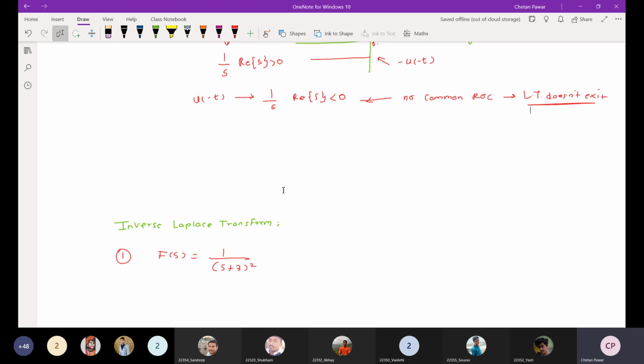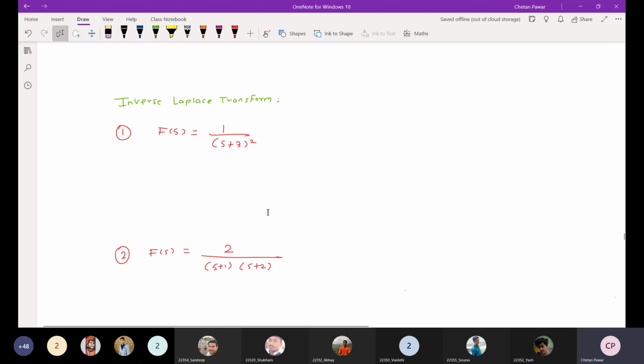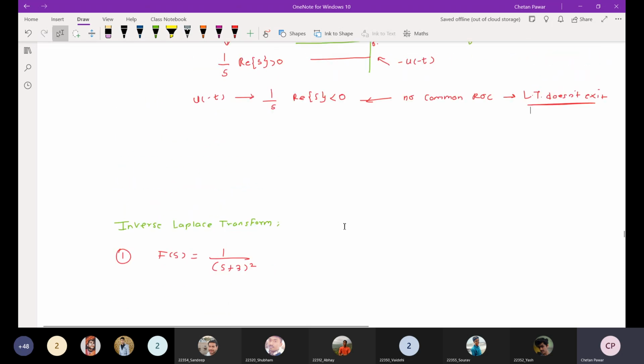Generally, if they talk about any inverse Laplace transform in the control system subject, they consider it as a right-sided signal only. So when they mention a Laplace transform, for example, F of s equal to 1 upon (s plus 3) squared, their intention is that this signal is right-sided only, when they don't mention any region of convergence.